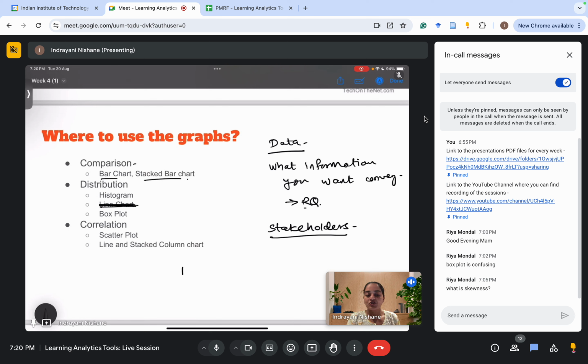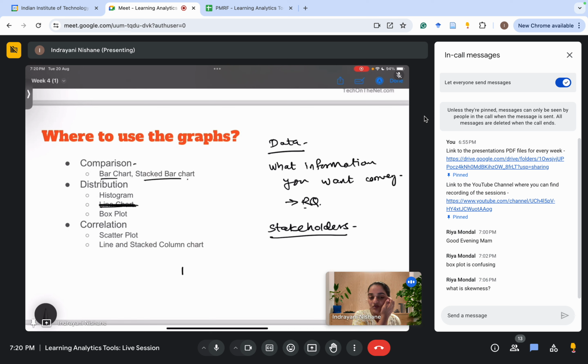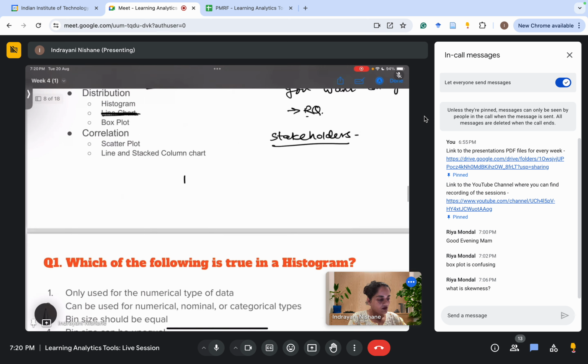So correlation is shown by scatter plot and/or line graph, with one line showing the values of one variable, and how the other variable's value is getting influenced. Likewise, a line graph, stacked bar chart, or stacked column chart is also used to show the correlation. Okay.